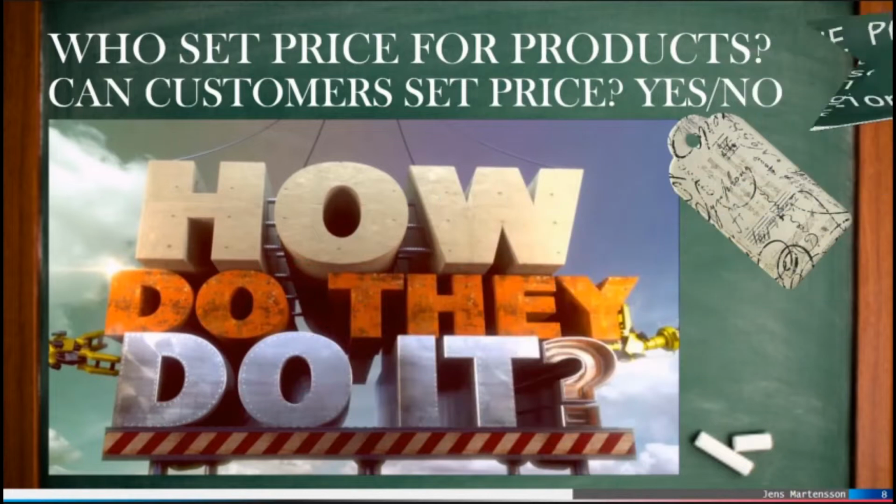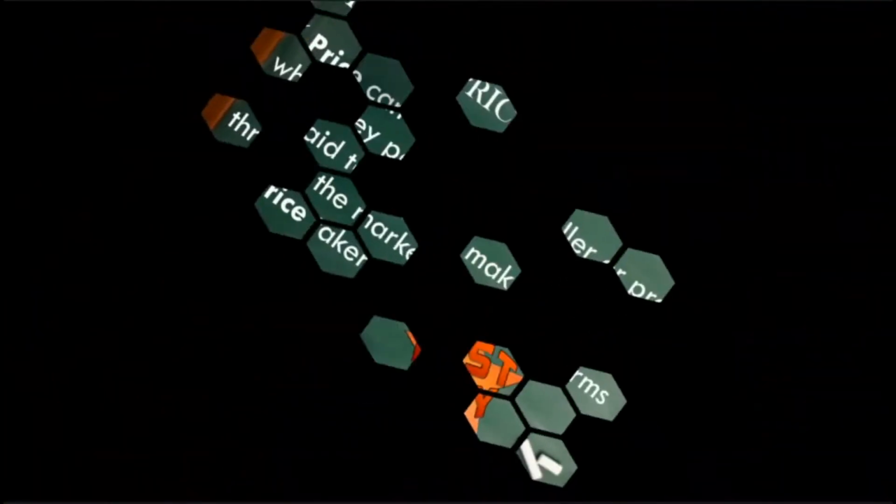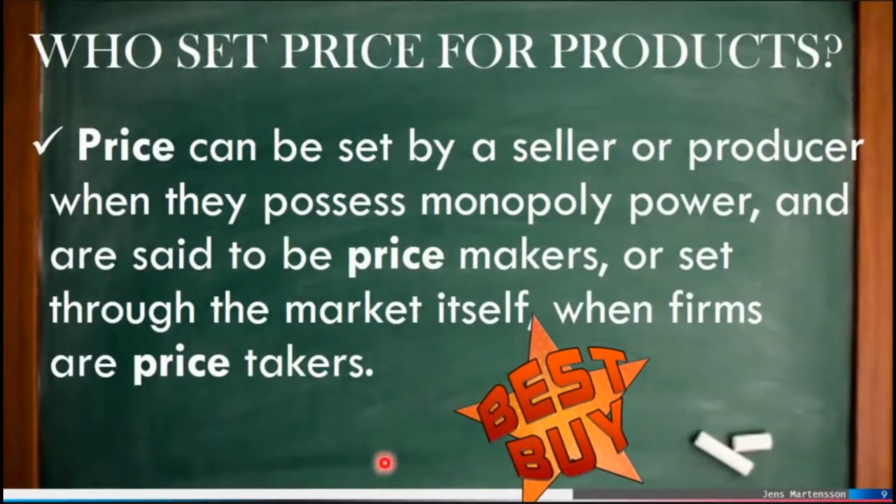Now, obviously, the next question would be, who sets the price for the products? Can customers set price? Is it a no or is it a yes? So let's answer the first question. Who sets the price for the product? Price can be set by a seller or producer when they possess monopoly power and are said to be price makers, or set through the market itself when the firms are price takers.